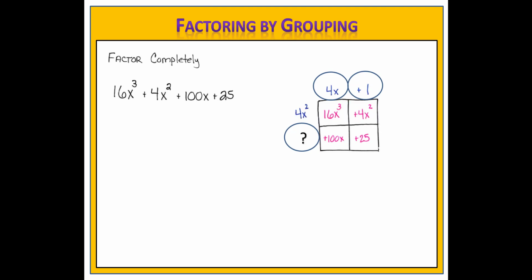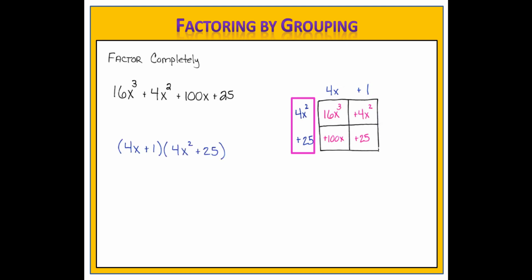And now we go to the second row. Some number times 4x equals 100x. What times 4x equals 100x? 25. And finally, we can check. 25 times 1 equals 25. It looks like things are going okay so far. Now we can take each of the factors from the sides of the grid and write those down. That is the factored form of the polynomial.